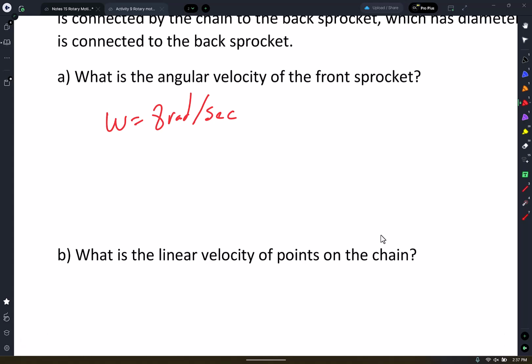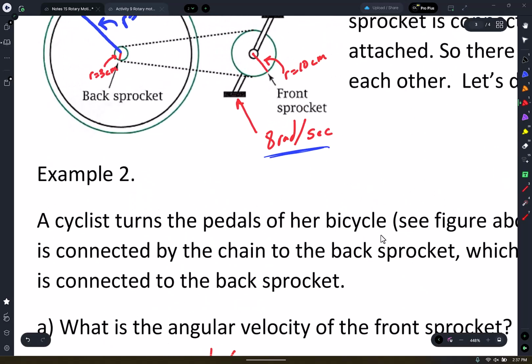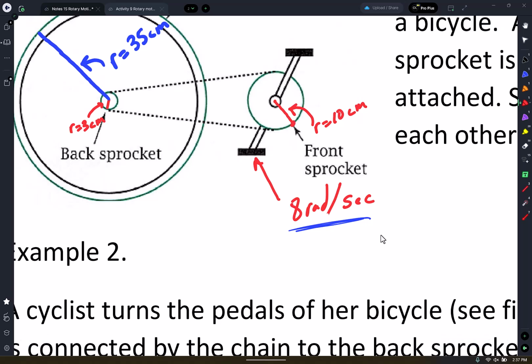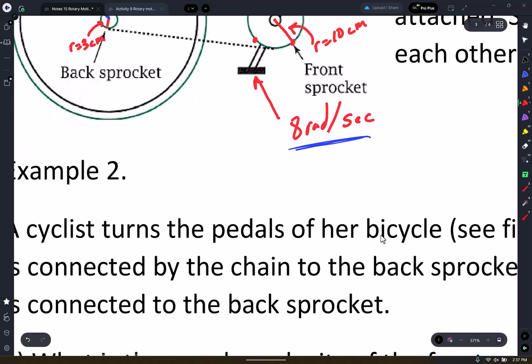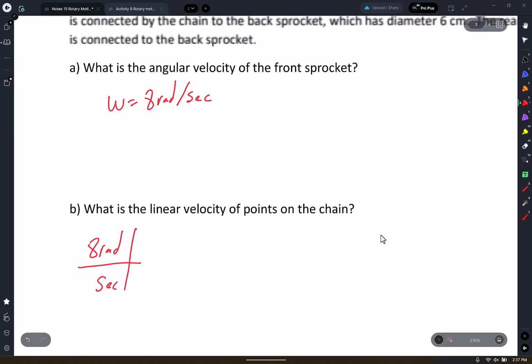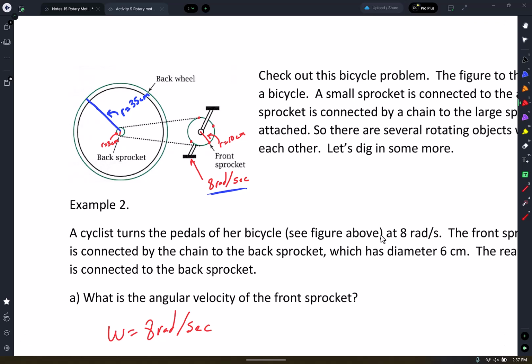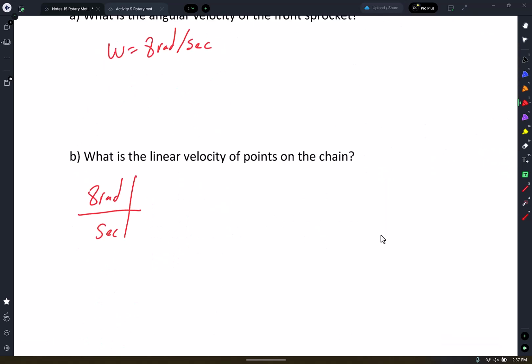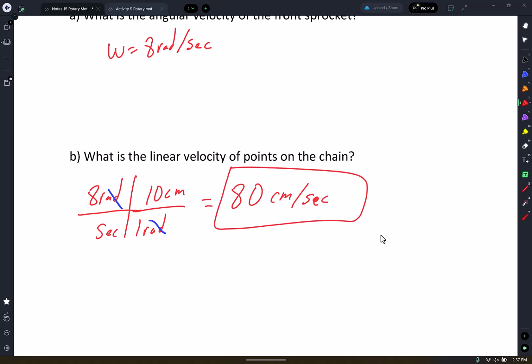What is the linear velocity of points on the chain? They want the linear velocity of points on this chain. Well, I take my angular velocity, 8 radians per second, and do a little T-chart. What's my radius of that front sprocket? Remember that radian means radius. There's 10 centimeters. The radians cancel out. 8 times 10 is 80. 80 centimeters per second. There it is. That's my linear velocity.